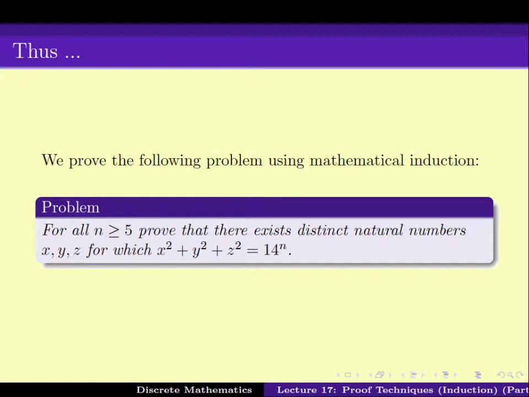14 power n can be written as x square plus y square plus z square, where x, y, z are some integers. This brings us to the end of this particular video lecture.